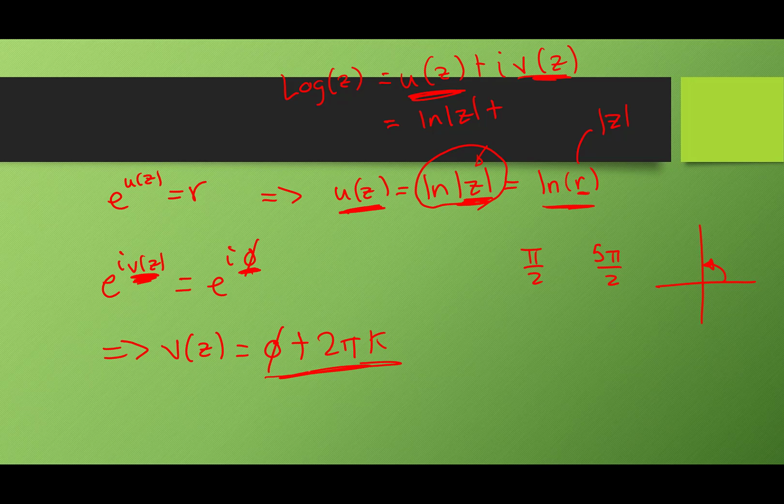But at least we know that they have to be a multiple of 2 pi off. So for instance, pi over 2 and 5 pi over 2: well, 5 pi over 2 is equal to pi over 2 plus 2 pi. So at worst, we're off by a multiple of 2 pi. That's what our equation is saying here. So our log function is really ln of z plus i times some angle function. Angle, for lack of a better word, I'm going to put angle function here.